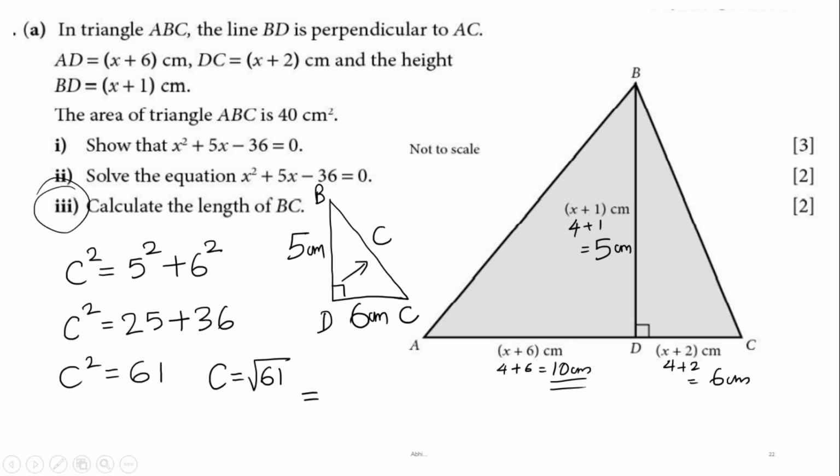In a calculator paper, you can find the square root of 61 to be 7.81 centimeters to 3 SF. So that's the answer for the length of BC. So length of BC is equal to 7.81 centimeters.